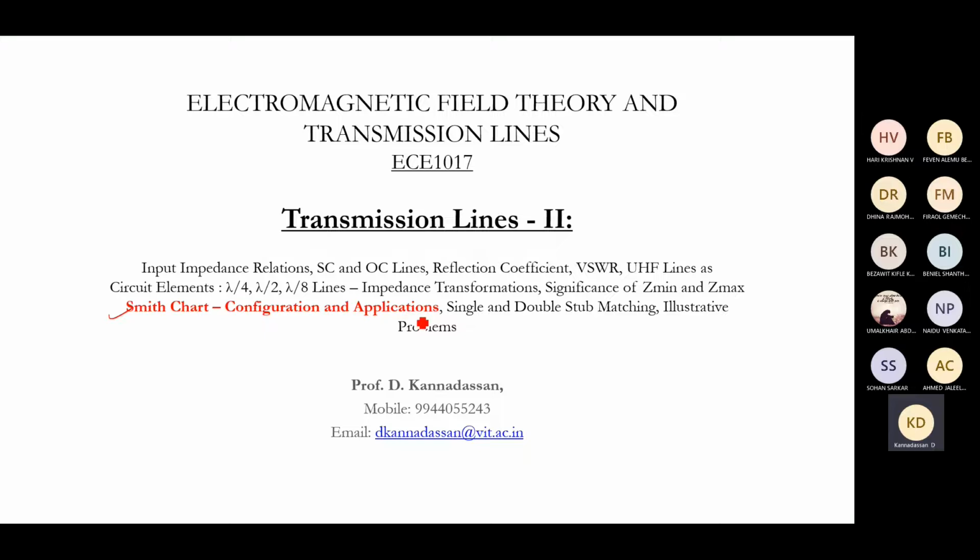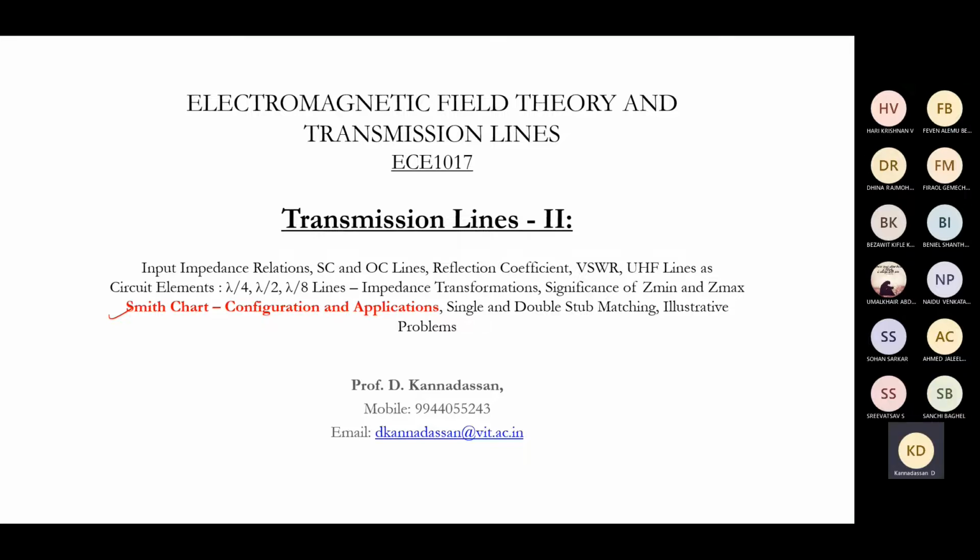The primary application of it is matching. So we are going to utilize the Smith chart for various applications, particularly to match the source and load and match the transmission line and the load. There are several aspects, and not only that, we can even predict the impedance at any particular point in the transmission line. So many advantages are there.